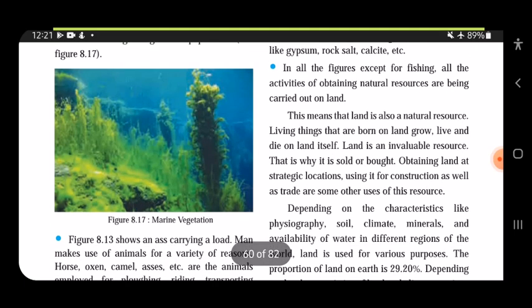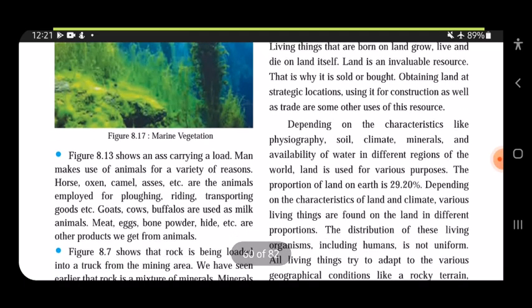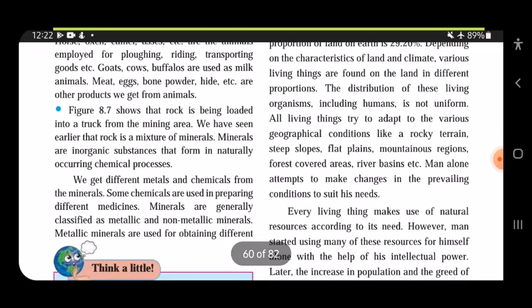See figure 8.7, that is marine vegetation. Figure 8.3 shows an ass carrying a load. Man makes use of animals for a variety of reasons. We all know man makes use of different animals. Horse, oxen, camel, asses, etc. are the animals employed for plowing, riding, transporting goods, etc. Goats, cows, buffaloes are used as milk animals. Meat, eggs, bone powder, hide, etc. are other products that we get from animals.